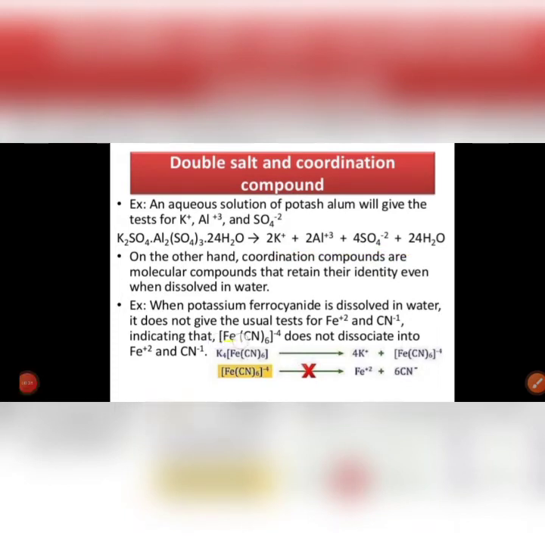On the other hand, we have this particular compound, potassium ferrocyanide, and when it is dissolved in water, it does not dissociate completely into its ions. As you can see in this reaction, we are not getting Fe2+ and CN-; we are getting this particular complex, which has not dissociated completely into its ions. So this is the difference between double salts and coordination compounds: double salts dissociate completely into their ions when dissolved in water, whereas coordination compounds do not dissociate completely into their ions.